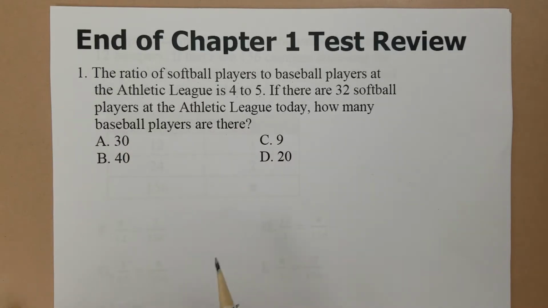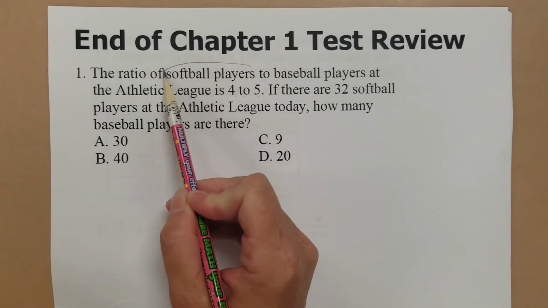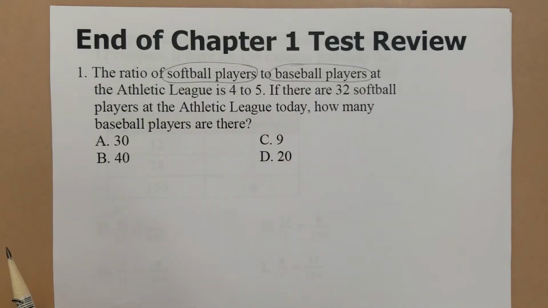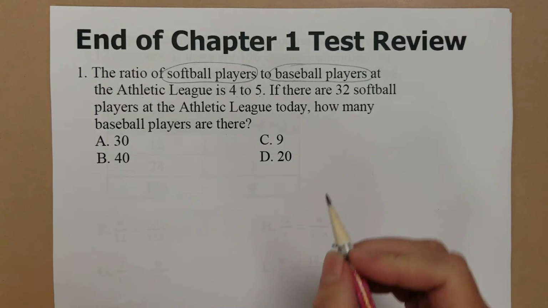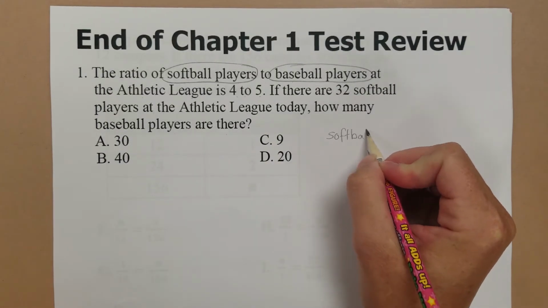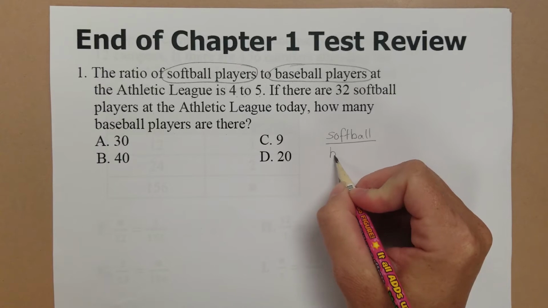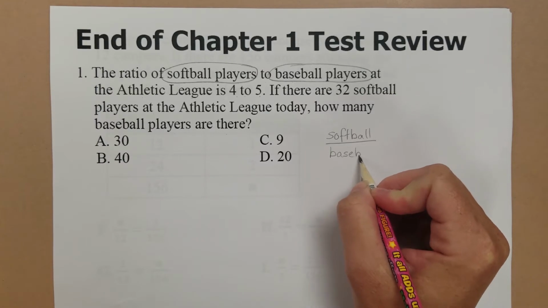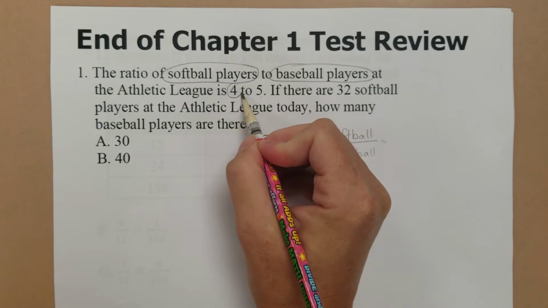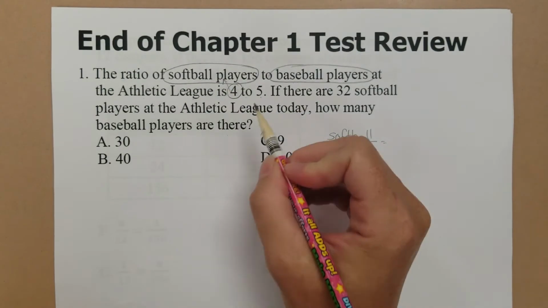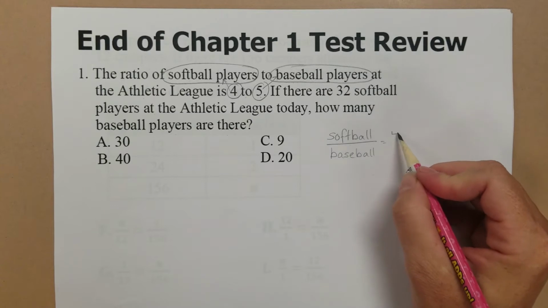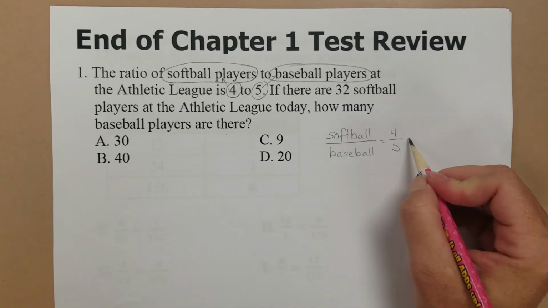This is a ratio question, and we are comparing softball players to baseball players. So we're going to write this in fraction form. We have softball, and we're going to compare that to baseball. The ratio is 4 softball players to 5 baseball players. So I'm going to put 4 on the top and 5 on the bottom.